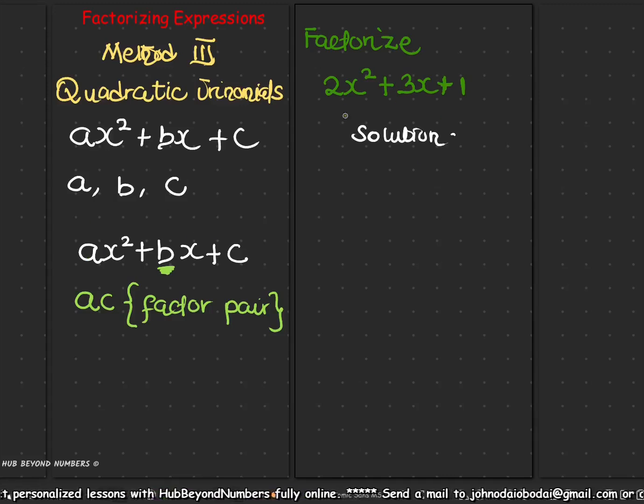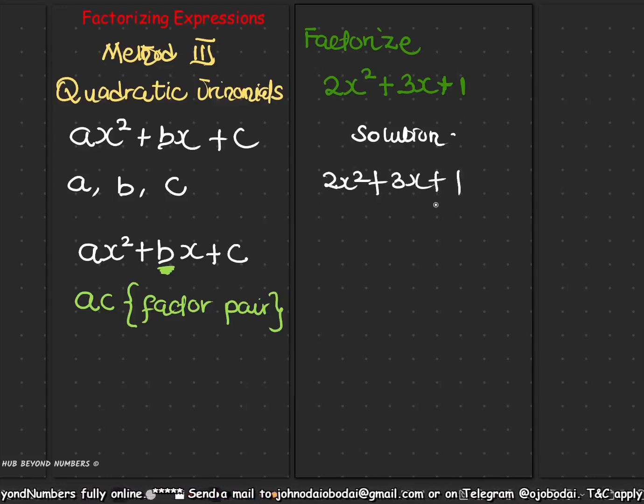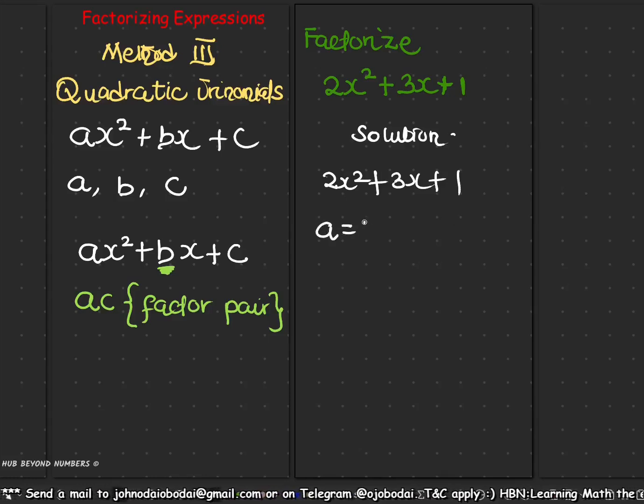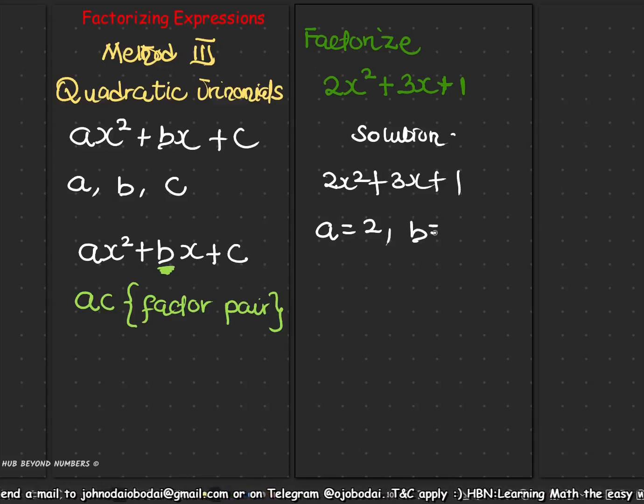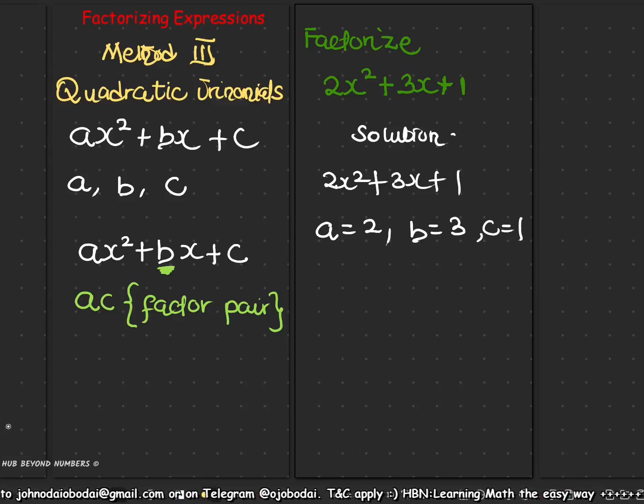Okay, so let's look at this first example here. It says 2x squared plus 3x plus 1. So let's write down quickly here, which is 2x squared plus our 3x plus our 1. You need to take note of what your a is, what your b is, and what your c is. For this first example, let's do that, but if we understand, there will be no need writing them over and over again. So our a is 2, our b is 3, and our c is 1. We are comparing it with what we have over here.